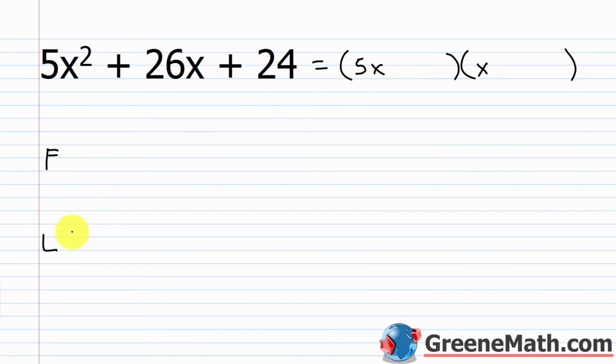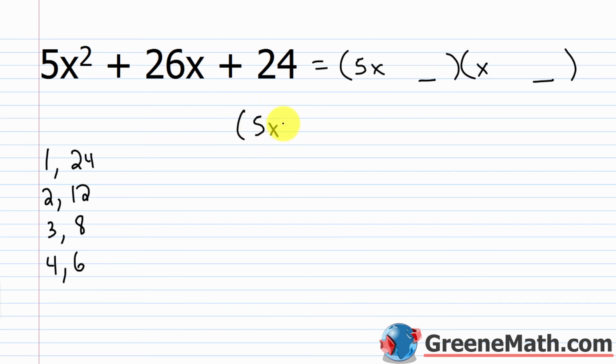Now I'm going to do the L. So for 24, something times something has got to give me 24. So what are the factors of 24? Well, I've got 1 times 24. I've got 2 times 12. I've got 3 times 8. I've got 4 times 6. And then that's going to be it. So if I start with 1 times 24, let me kind of look at these scenarios here. So 5x and x. Let me make out a few different scenarios.